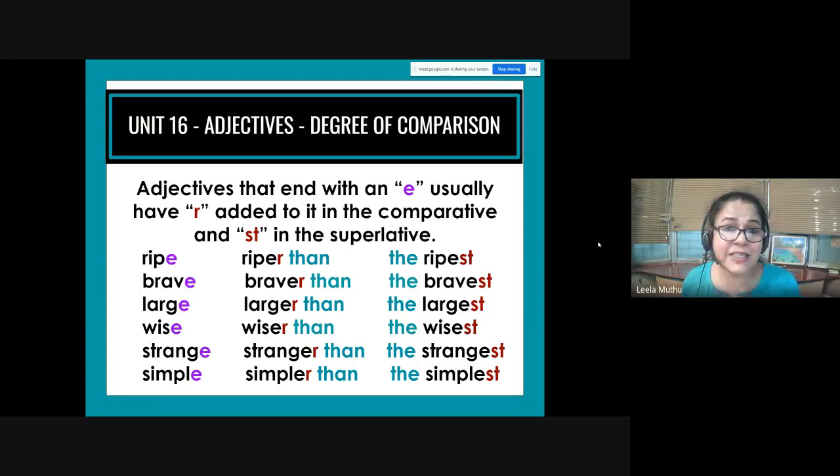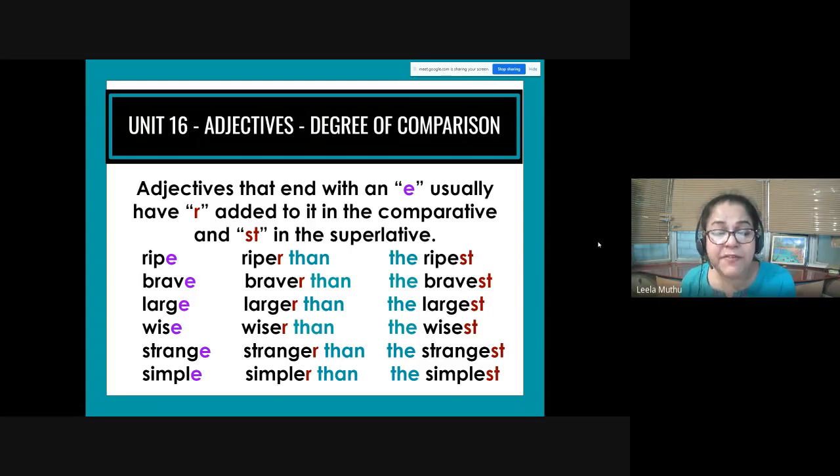in this case you can see the adjective is ending with an e. All right, so I'm sure you would have guessed it already. In the positive degree, all the adjectives are ending with e. So in this case, when you want to write the comparative form, you just have to add an R. As simple as that. So ripe, riper than, just add an R.